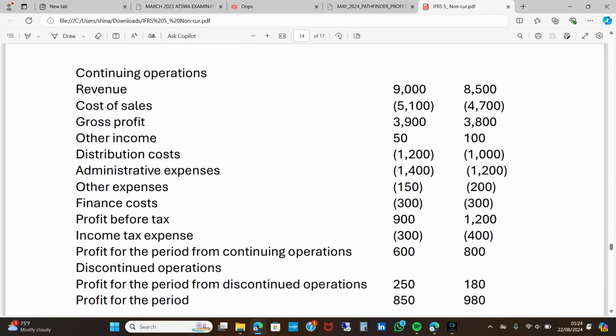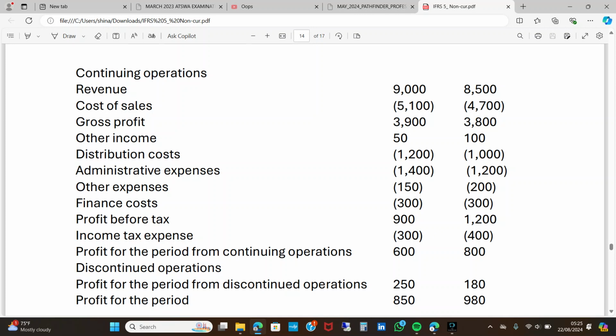So let's go. Anytime you want to disclose information about discontinued operations in your statement of profit or loss, you are going to divide your statement of profit or loss into two parts. The first one is called what? Continuing operations, and the second one is called what? Discontinued operations. Now, what are continuing operations? Continuing operations are the operations that we have not shut down or closed down. The one we are still currently running, we call it what? Continuing operations. So we disclose our normal information about it.